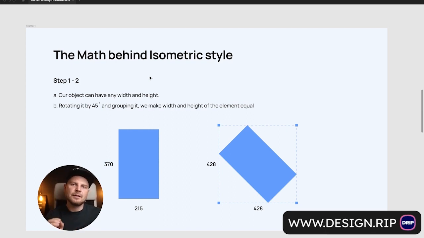But when we rotate it by 45 degrees and we group it, we make the width and height of the element equal. What does it mean? We have, for example, this rectangle, 370 by, actually, 1215. We start with width 1215 by 370.